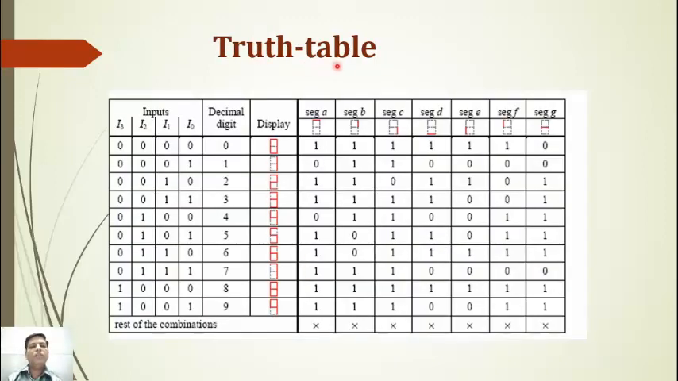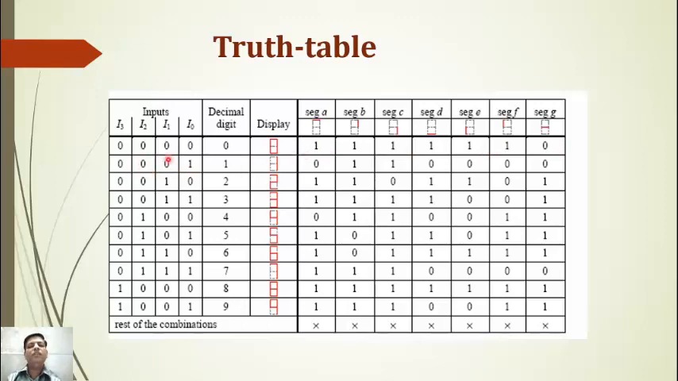Here, for that we are going to draw the truth table. The 4 inputs are I0, I1, I2, I3. For the decimal digits, we are counting the 7 segment display from 0 to 9, showing how the value should be displayed: 0, 1, 2, 3, 4, 5, 6, 7, 8 and 9. The outputs are the 7 segment pins, segment A, B, C, D, E, F and G. When 0 is displayed, all the segments are on except segment G, so segment G is 0 and all the remaining segments are 1.